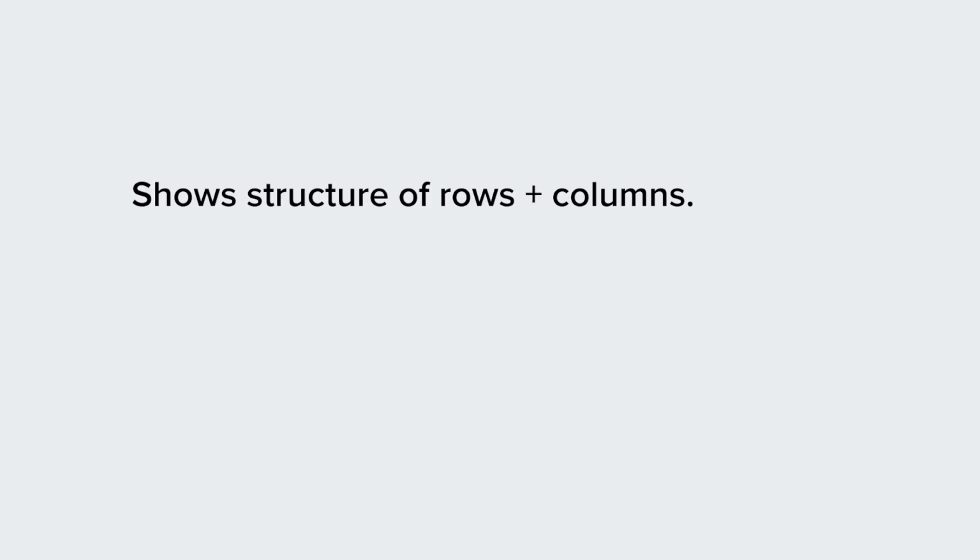Grid lines matter because they make the structure of rows and columns visible. They help you read data accurately and keep your place when working with large amounts of information.